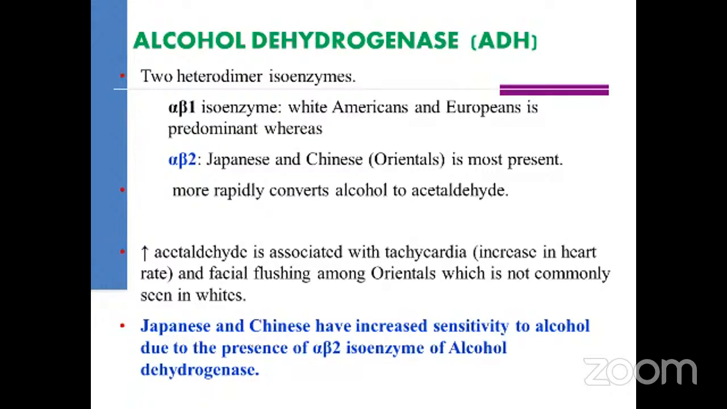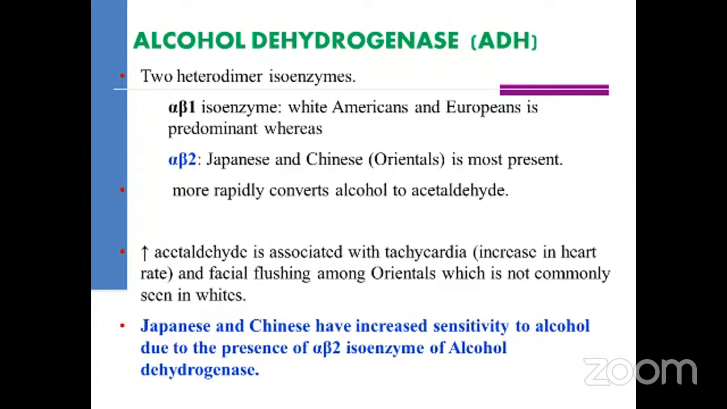Coming to the other isoenzyme. So 3 isoenzymes already we have learned. That is, one is the ALP, then creatine kinase, then LDH. Fourth one is the alcohol dehydrogenase. It has 2 heterodimers. 2 types of isoenzyme are there here: alpha beta 1, alpha beta 2.